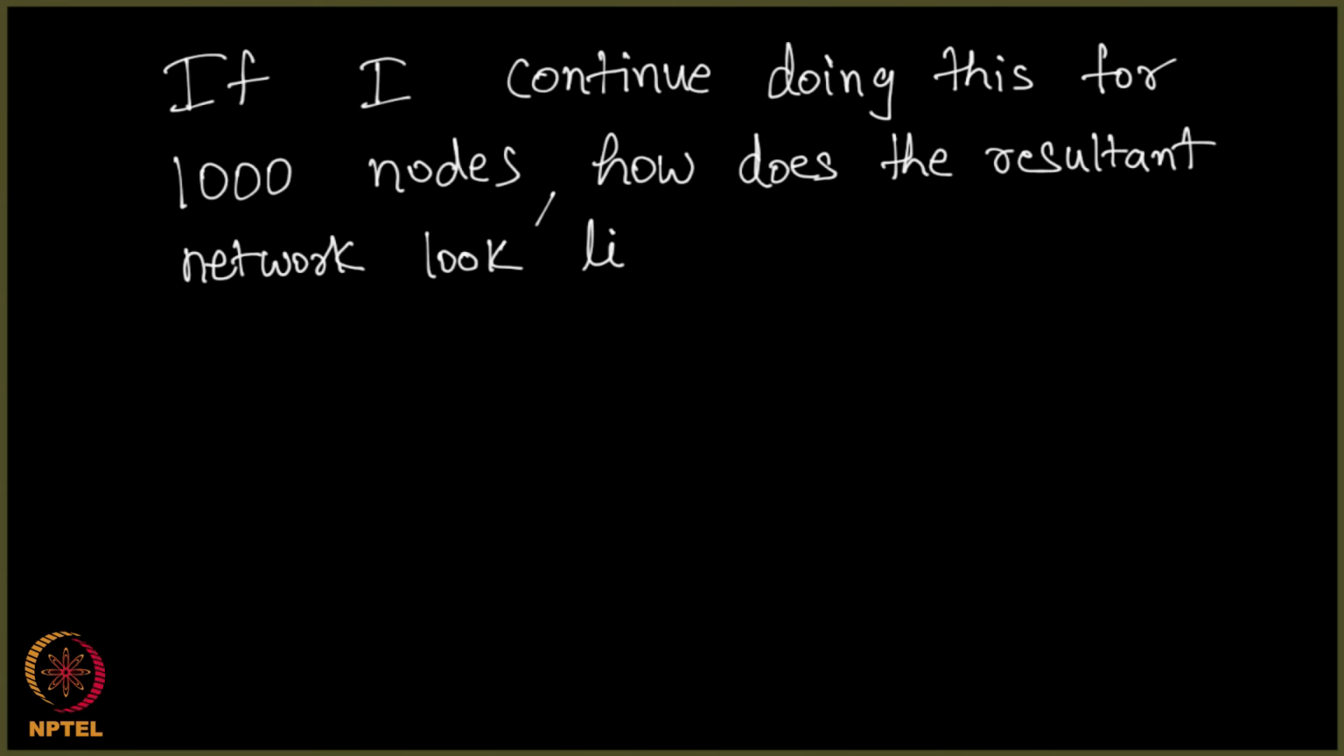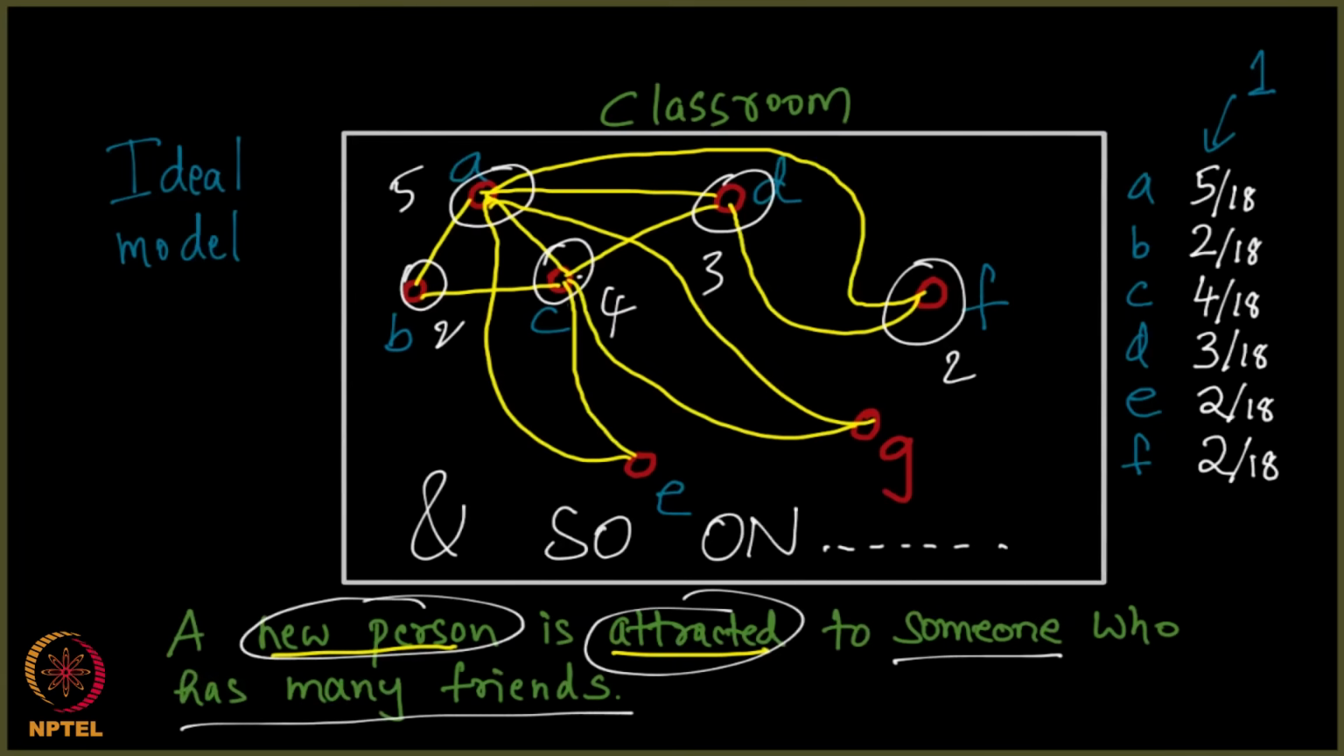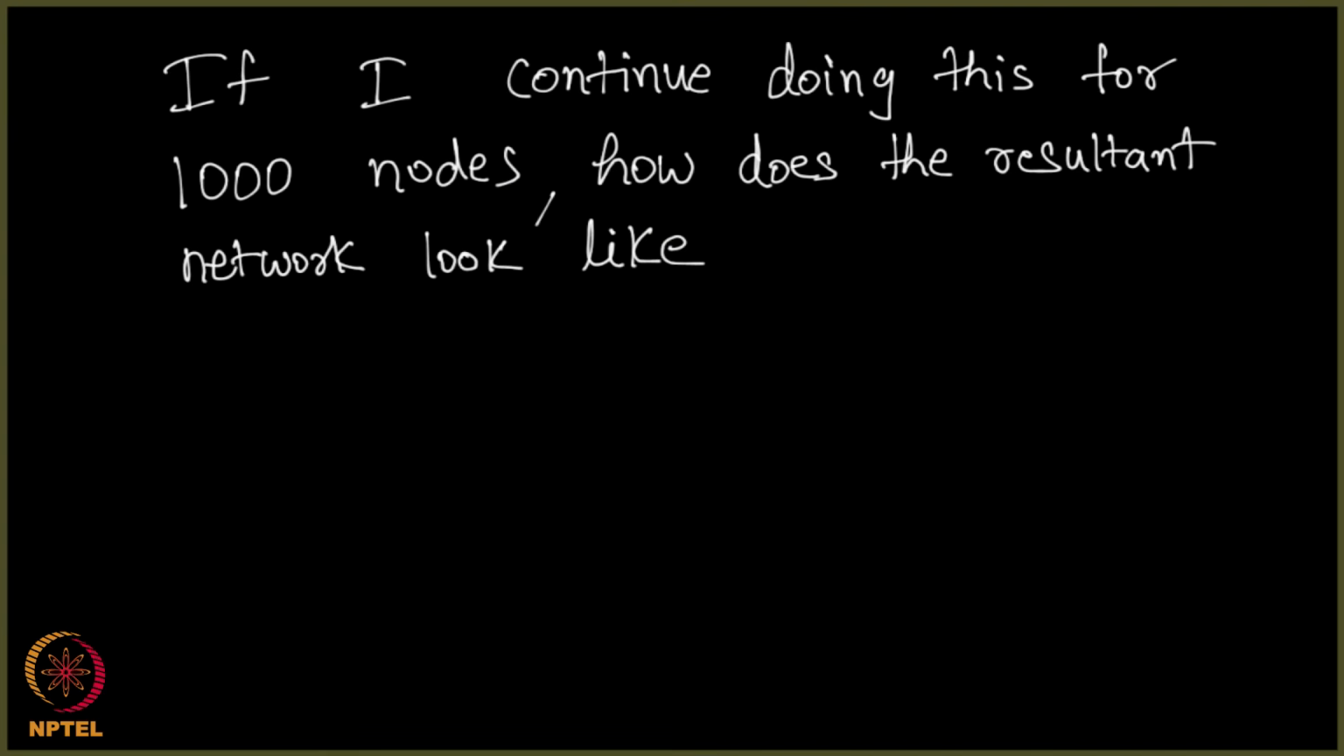So, what is happening? Let me go back and see what's happening. A new node always makes 2 friends, right? A new node makes friends with 2 people, always. And the next node that comes makes friends with the existing people, respecting the degree, right? Any node that's coming becomes friends with the existing node by respecting the existing degree, correct?